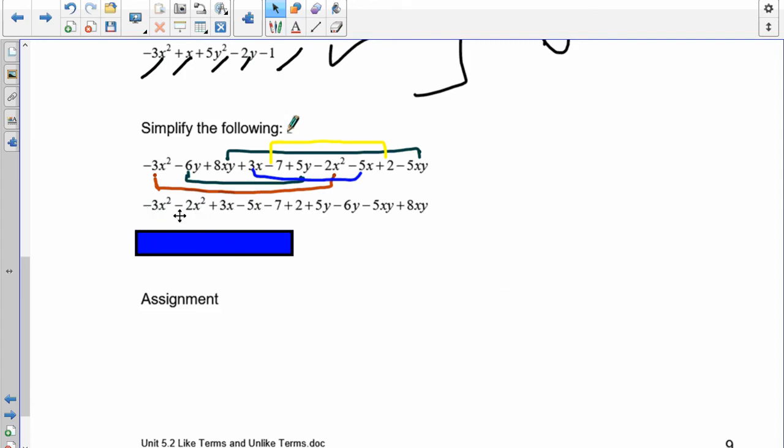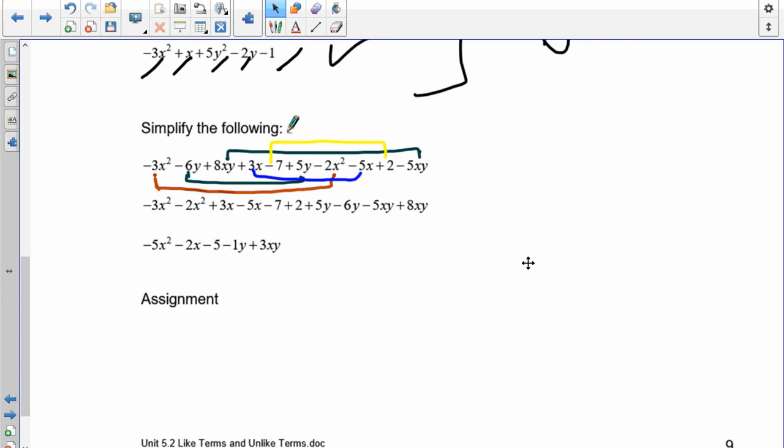-3 minus 2 is -5. Think of this as 3 negatives, and 2 more negatives gives you 5 negatives. 3x, take away 5x, well, that's 3 positives, 5 negatives, so you're going to have 2 negatives left over. And then the constants here, -7 and a +2 leaves you with a -5. 5y, take away 6y. Well, 5 positives and 6 negatives mean you're going to have a negative left over. So this is going to be -1y or just -y. And of course, the xy's can go together. There's -5 here, +8 there, which means you have 3xy left over.